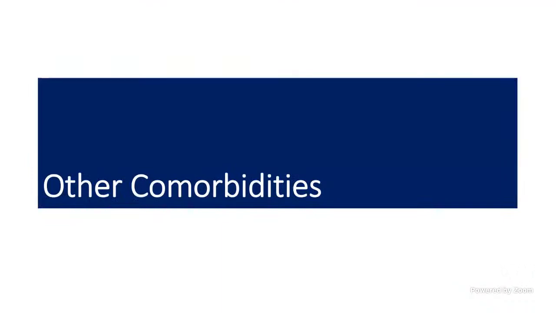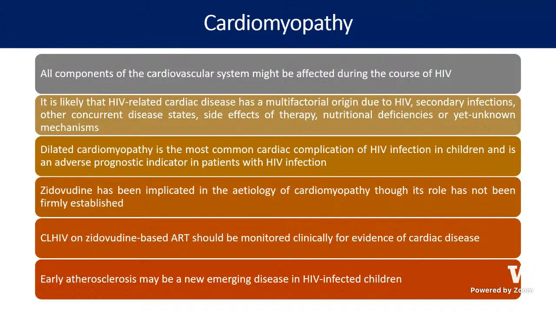So what are all the other comorbidities the child can have? The child can have cardiovascular manifestations. Okay. Sometimes they may have multi-factorial origin. And sometimes due to nutritional deficiencies, they may have dilated cardiomyopathy as a very common thing. Okay. DCM we call it. So the heart will get dilated. It can be because of many nutritional deficiencies, and also drugs like zidovudine. Okay. So it is a very common complication of zidovudine. Okay, so we have to monitor very closely.